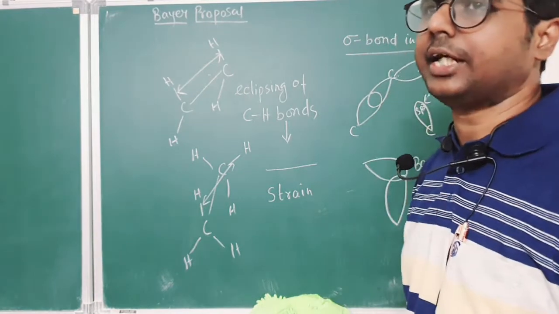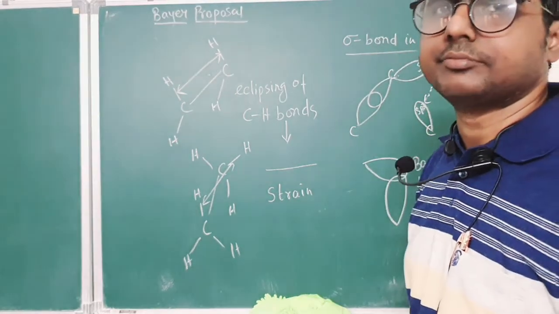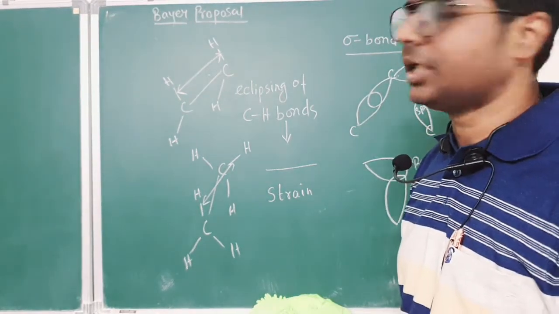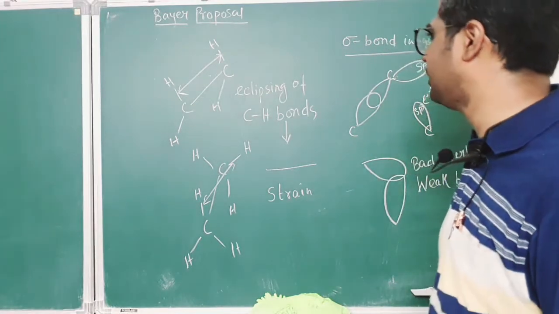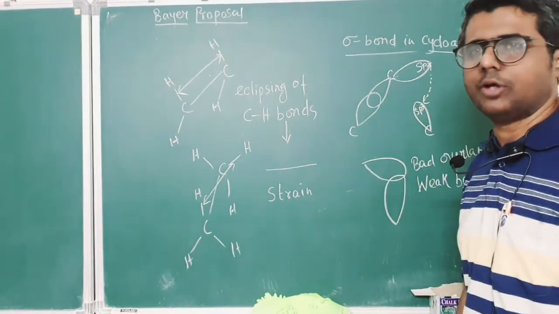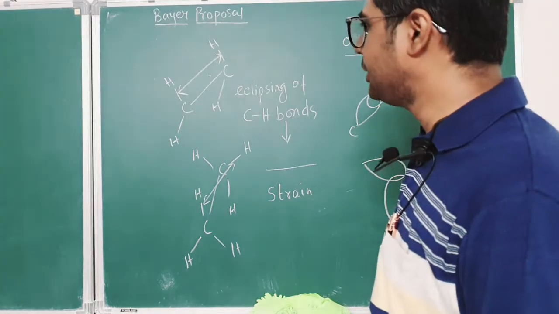So eclipsing of C-H bonds, this causes what kind of strain? What is the name of that strain? No, Baeyer strain is angle strain. That is done. Now eclipsing of C-H bonds is due to repulsion.